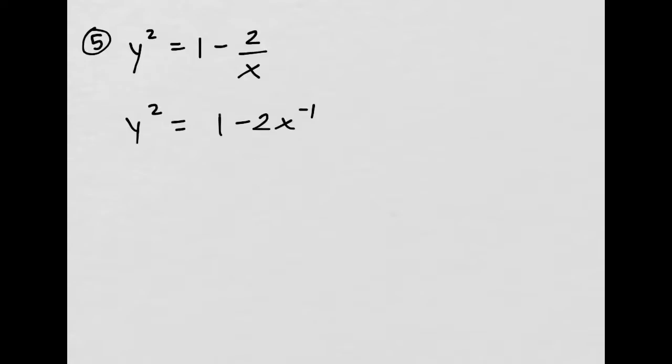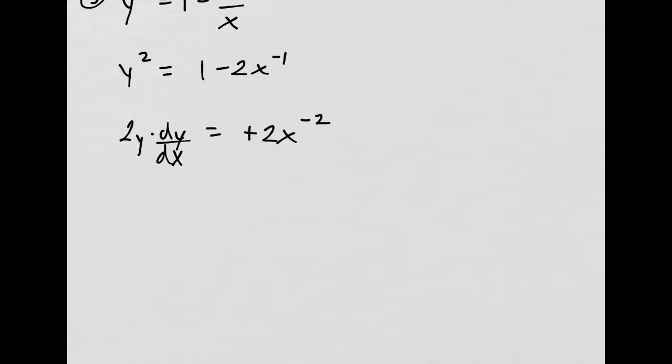But here we go. So derivative of 2y, take it like normal. Sorry, derivative of y squared is 2y. And then tack on a dy dx equals derivative of 1 is 0. Derivative of this, just use the power rule. Bring that down. That will be positive 2x to the negative 2. And then solve for dy dx by dividing both sides by 2y.